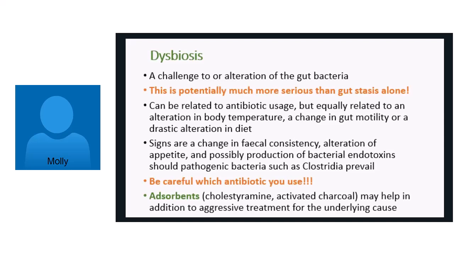In these cases, we may look at using adsorbents. So typically, we think about things like activated charcoal or something like cholestyramine resin, and those are given orally to try and reduce the amount of bacterial endotoxin in the gut lumen. But remember, you need aggressive treatment of the underlying cause at this point as well.